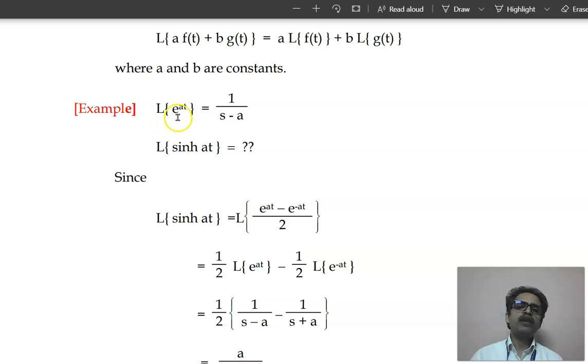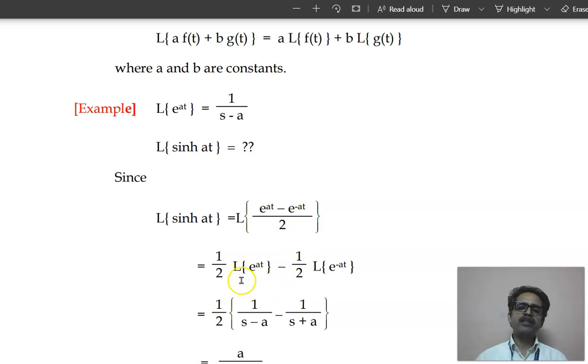We know Laplace of e raised to at is 1 upon s minus a. So using this definition, can you obtain the Laplace of sinh of at? Yes, we can obtain it. Look here. By definition, sinh of at is e raised to at minus e raised to minus at, upon 2. And now you apply the linear property that we have shown above.